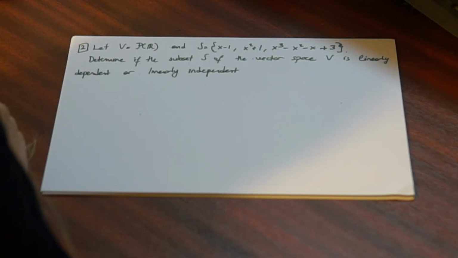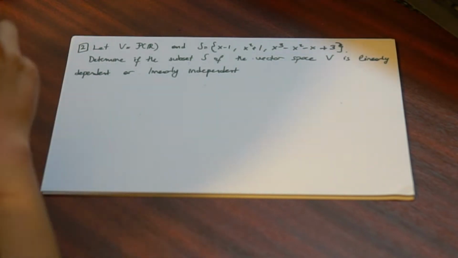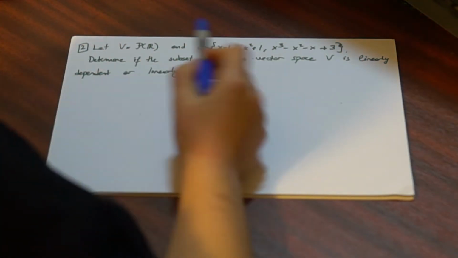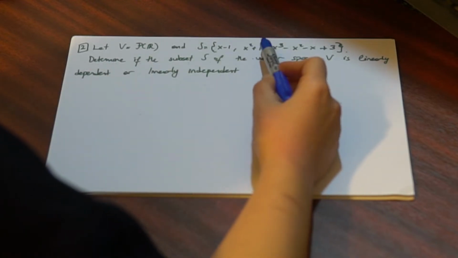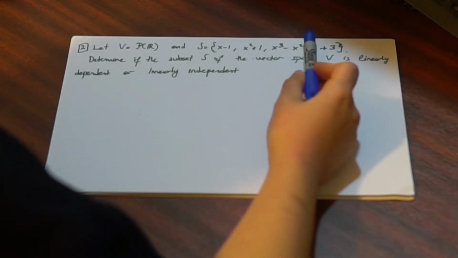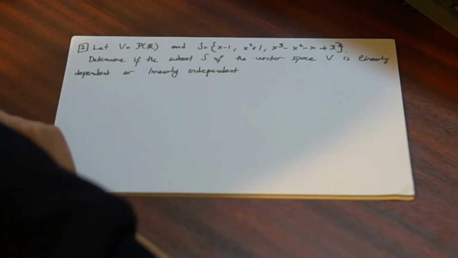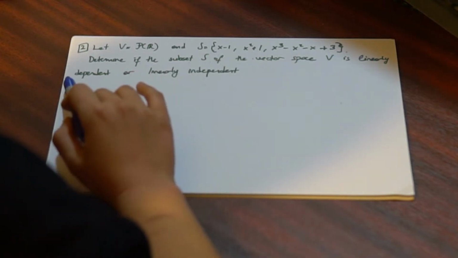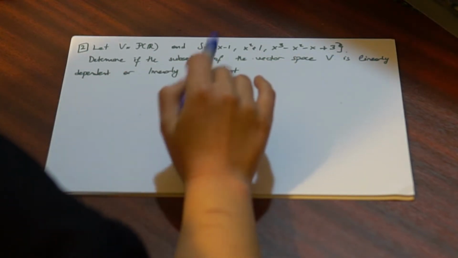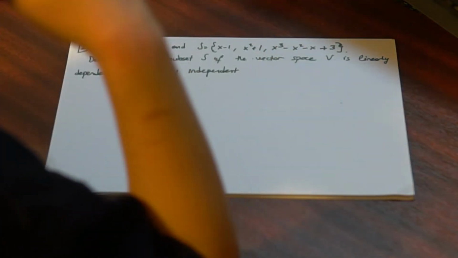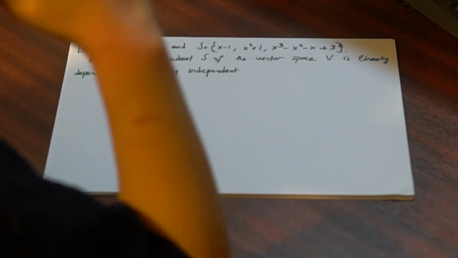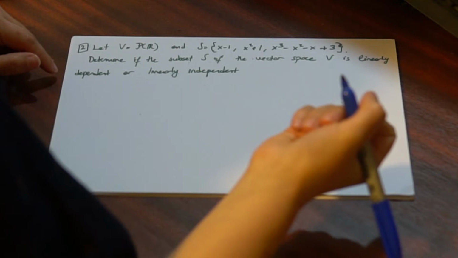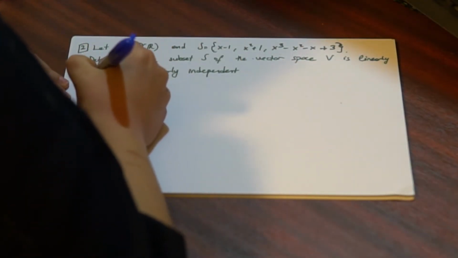Okay, second question: let V be the polynomials over R, and our set S contains the vectors x minus 1, x squared plus 1, and x cubed minus x squared minus x plus 3. The question is, determine if the subset S of the vector space V is linearly dependent or linearly independent. Now, to show the linear dependence or independence, we need to look at whether there is any relation between them. Okay, let's look at the relation.